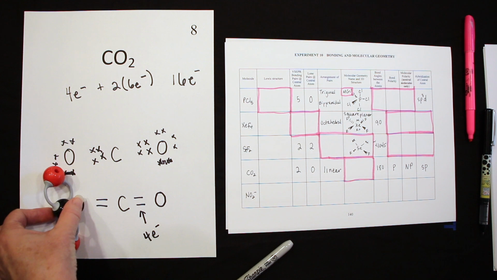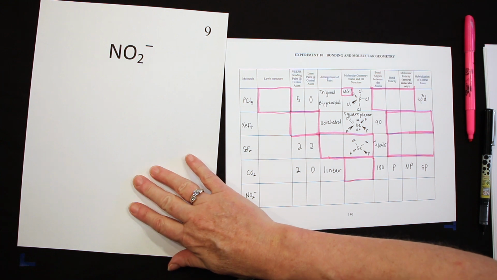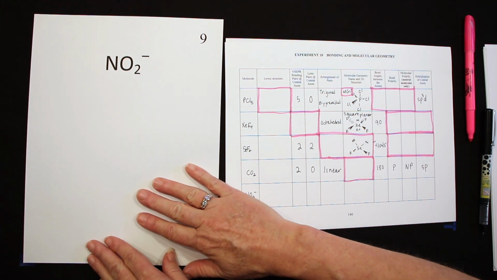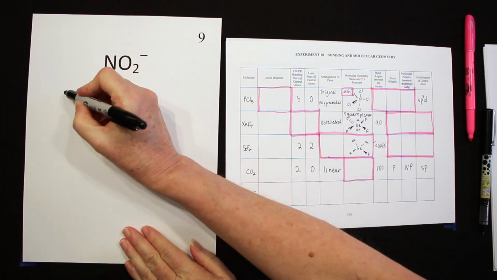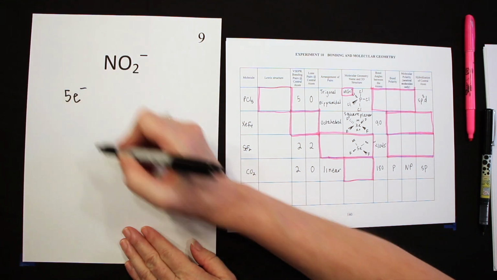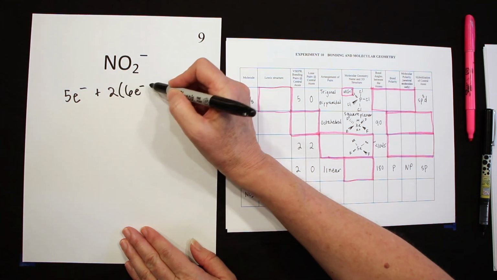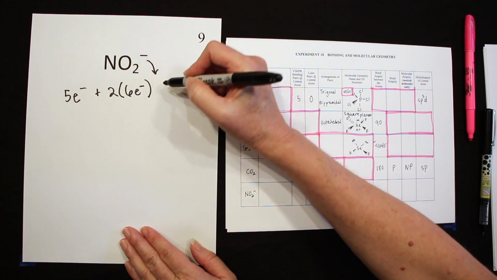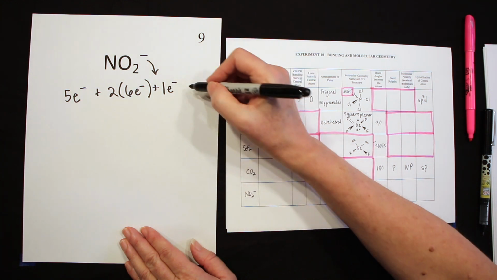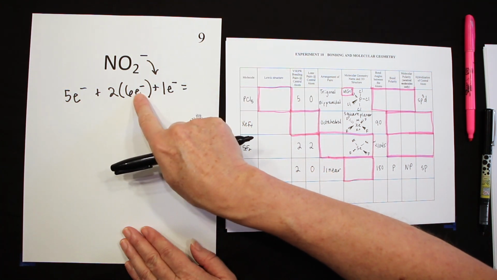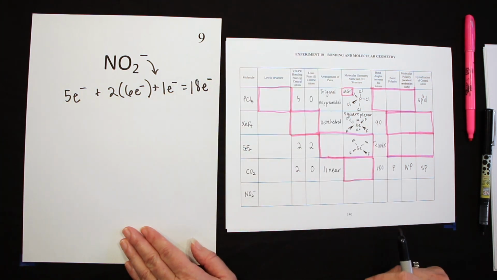The last one on this sheet is an ion, NO2 minus. Nitrogen is in group 5. It has 5 valence electrons. Oxygen is in group 6. It has 6 valence electrons. And I've added 1 extra electron because of the charge. I have a total of 5, 17, 18 electrons I need to put in my structure.